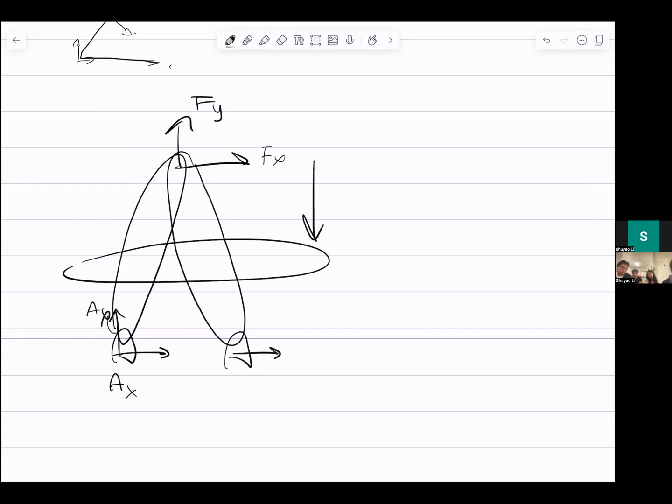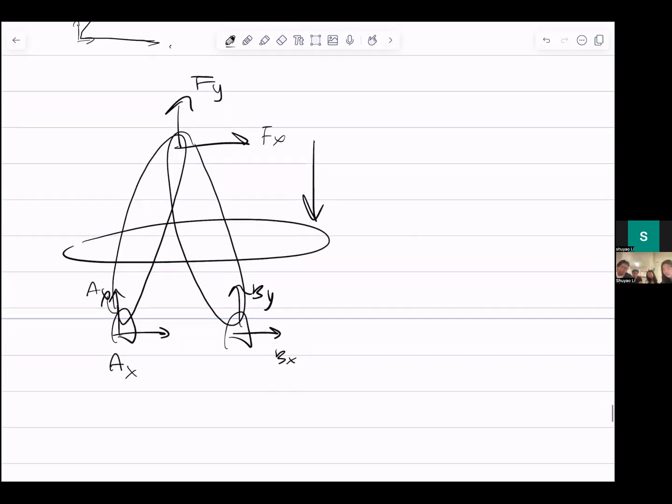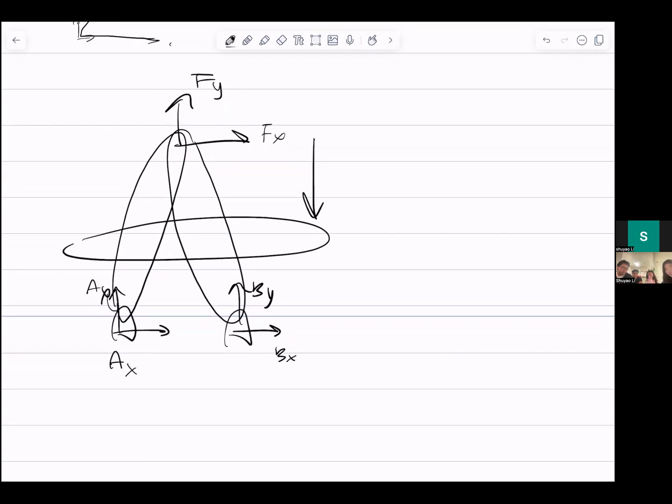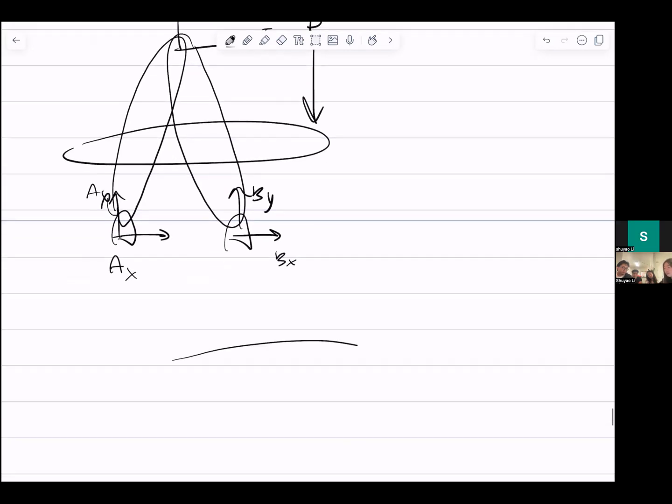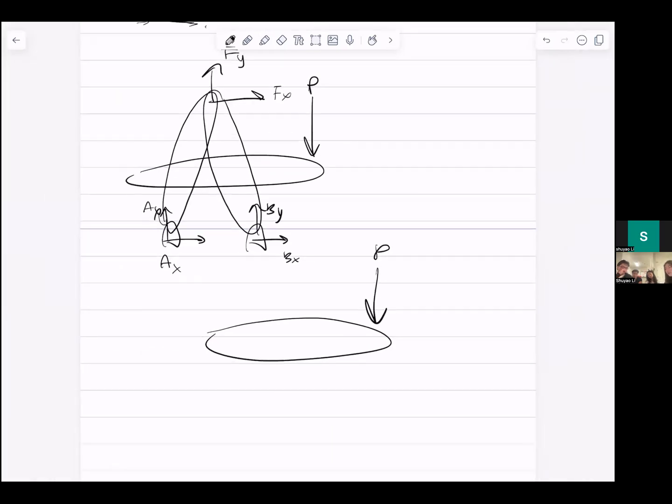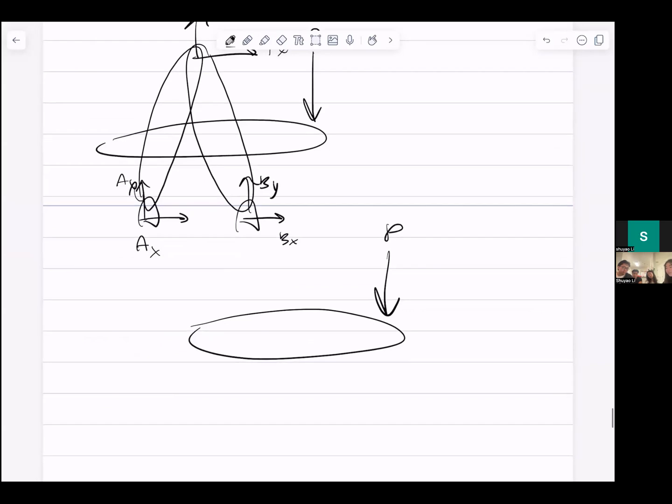AY, yes, BY. If we wanted to find the reaction at A, let's say... actually, scratch that, sorry. Basically, first take it apart, and if you're given a known, I would start with that member first. So we know the value of P, so I would take this apart and just analyze this member by itself to get the values that I need.